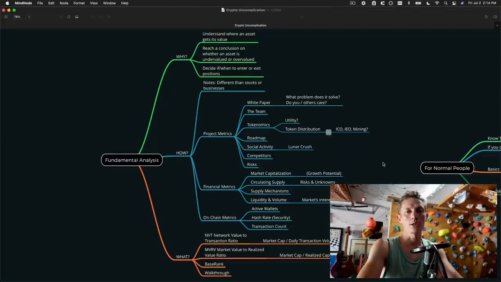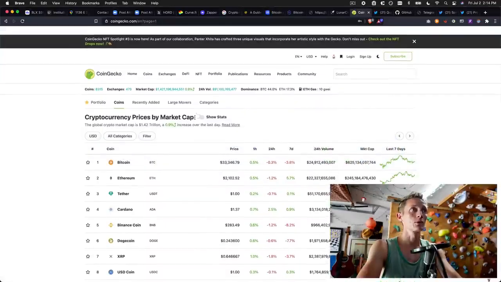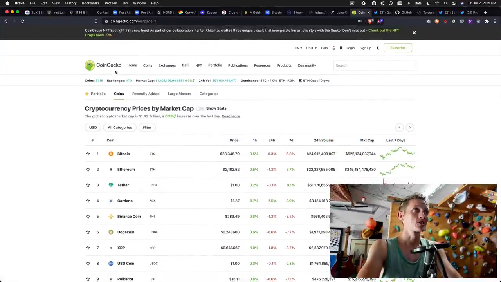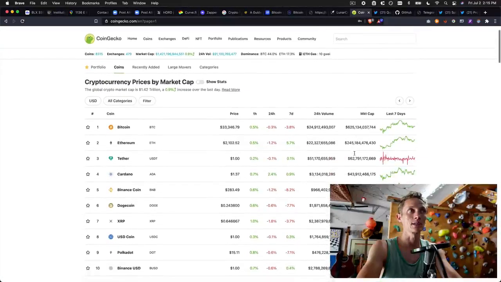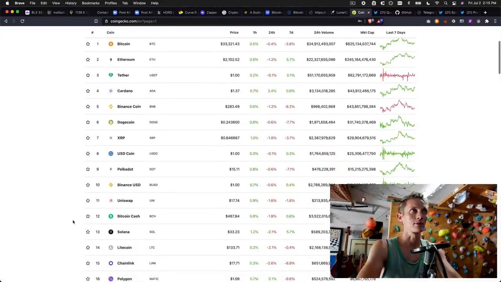So let's actually walk through this process and let's pick some coins truly at random. I'm going to hop over to CoinGecko. It's just one of the index sites that I like. It ranks these different coins by market cap right now, so we can actually see the largest. And as we go from the top 10, which are really safe bets, these are big projects. They move slowly. They've got a lot of gravity.